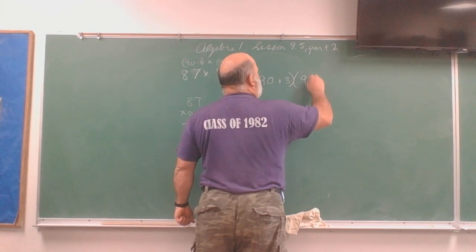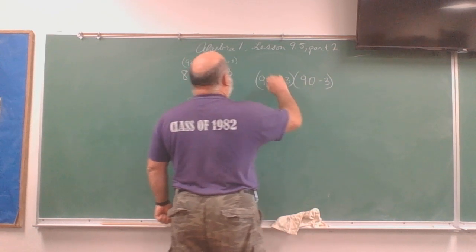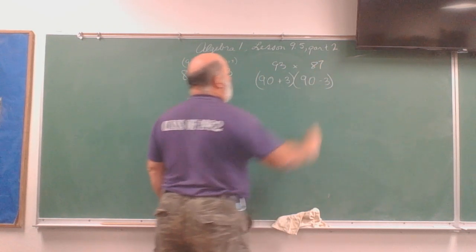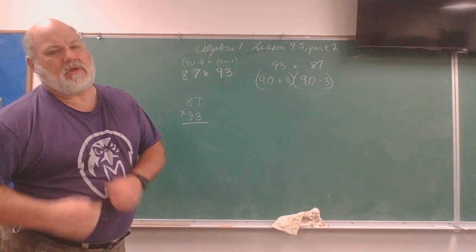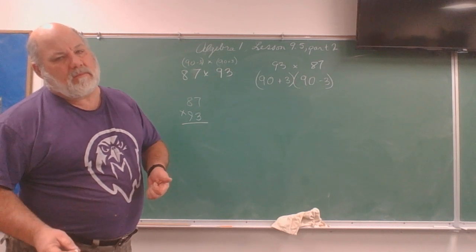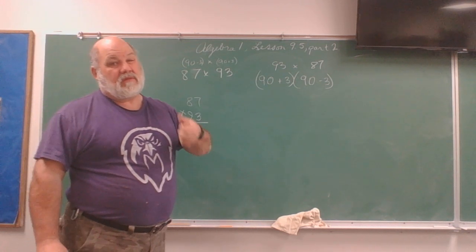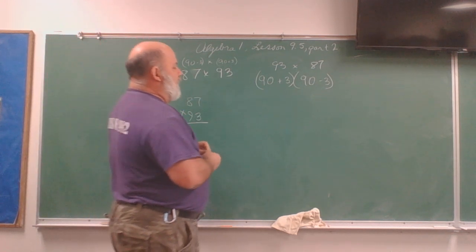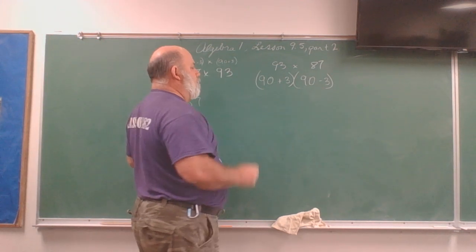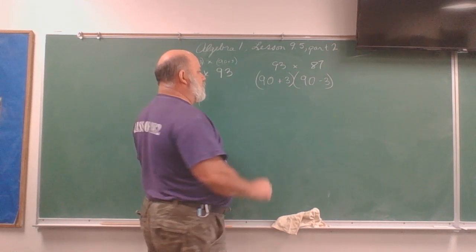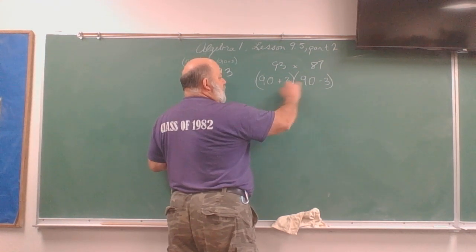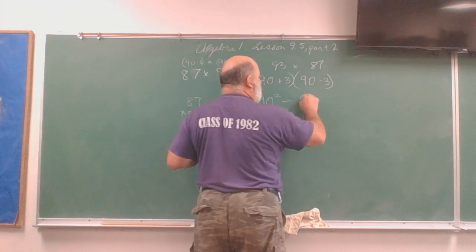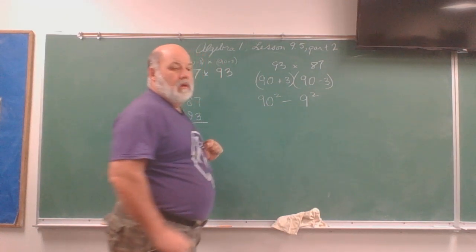90 plus 3 times 90 minus 3. I'll go ahead and write it. 93 times 87. In multiplication, just like in addition, order doesn't matter. 2 times 3 is the same as 3 times 2. Okay? So, if I use this conjugate theorem, my answer is going to be the first one squared. 90 times 90 minus my second one squared.